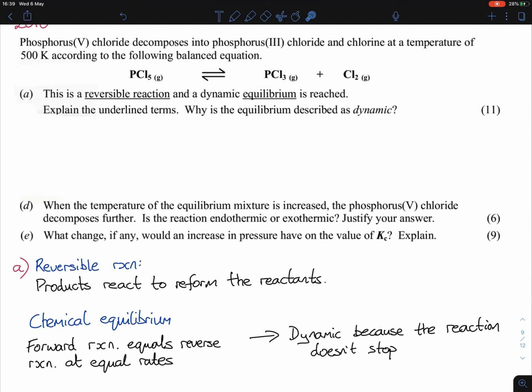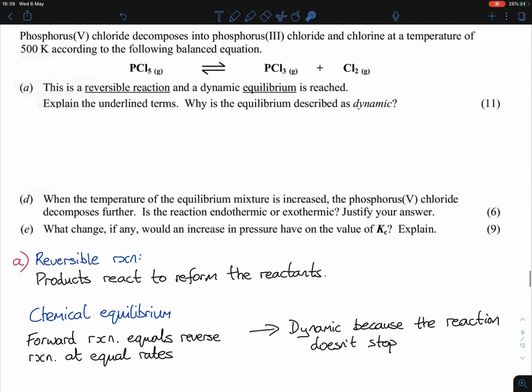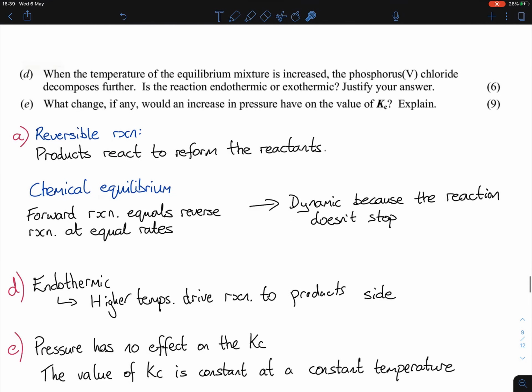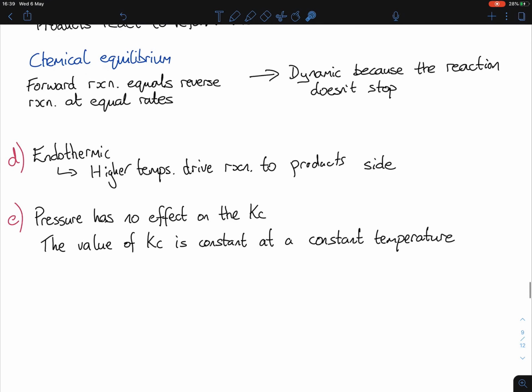Now, part E. What effect would an increase in pressure have on the value of Kc, and explain? Well, we've seen this one several times now at this stage. Pressure has no effect on the Kc. The value of the Kc is constant at constant temperature. In other words, temperature is the only thing that affects the Kc.